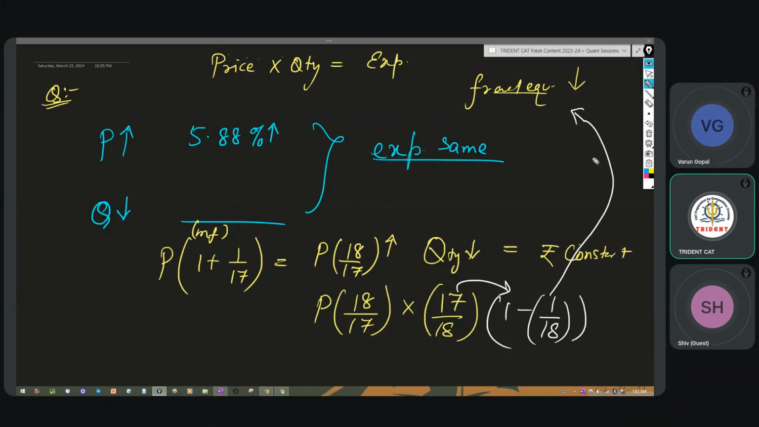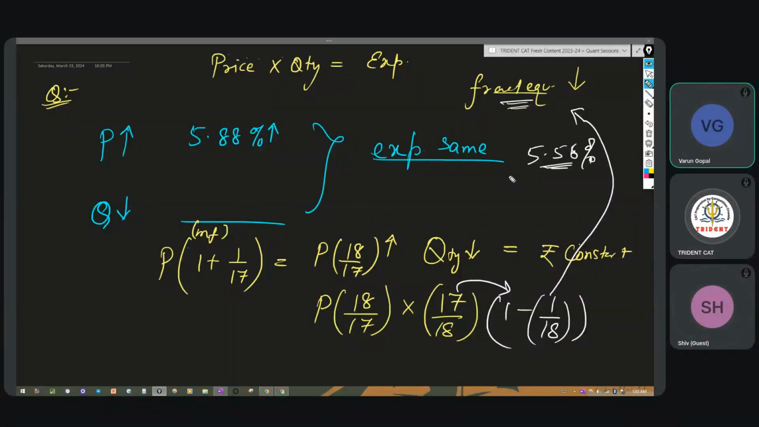1 upon 18. Varun, 1 upon 18. Is it clear, Varun? Yeah. 1/18. Can you tell me the fraction equivalent? You can refer to the booklet. 5.55, 5.56, whatever. That's why I've done it in another way, because while seeing this 5.88, I couldn't retain 1/17, so I directly did 100 by 1.5.88. I got 0.944. That's fine. That's not going to be a problem.